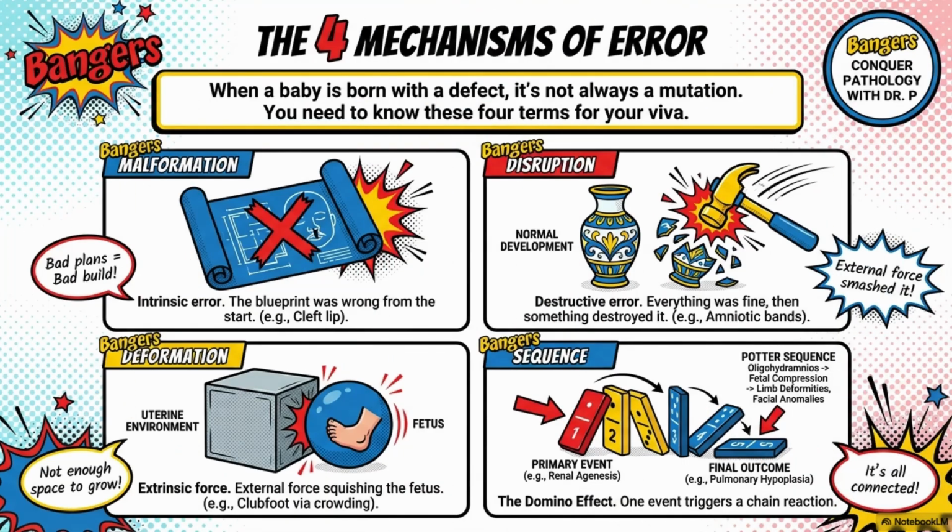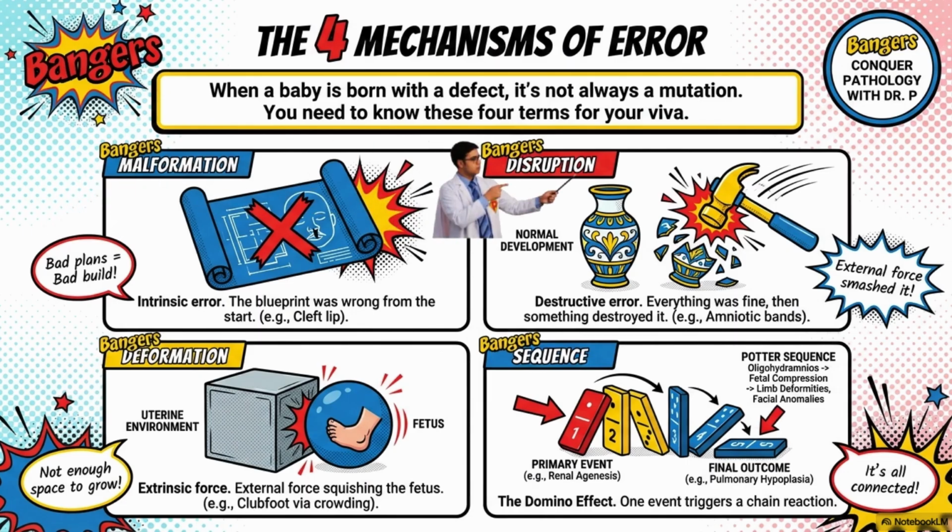First things first, when a baby is born with a defect, it's not always a genetic mutation. For your viva, you need to master these four terms, the mechanisms of error. Malformation. This is an intrinsic error. The blueprint was wrong from the very start. Think, bad plans equal a bad build.